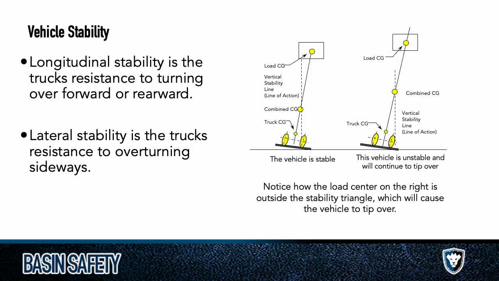All right, stability with forklifts is pretty important. Same thing with aerial lifts as well. You'll see a similarity. Longitudinal stability is the truck's resistance to turning forward or backward, end over end. Lateral stability is over on its side, so to left or right. So again, longitudinal, front, back, lateral, left and right. You can also say front to back and left to right. I would be fine with that, but at least now you know the technical term.